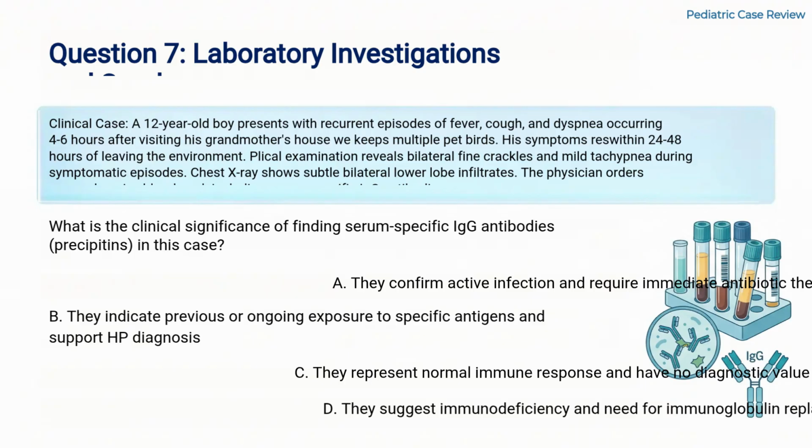The physician orders comprehensive blood work, including serum-specific immunoglobulin G antibodies. What is the clinical significance of finding serum-specific immunoglobulin G antibodies, also called precipitants, in this case? Option A, they confirm active infection and require immediate antibiotic therapy. Option B, they indicate previous or ongoing exposure to specific antigens and support the diagnosis. Option C, they represent normal immune response and have no diagnostic value. Option D, they suggest immunodeficiency and need for immunoglobulin replacement.